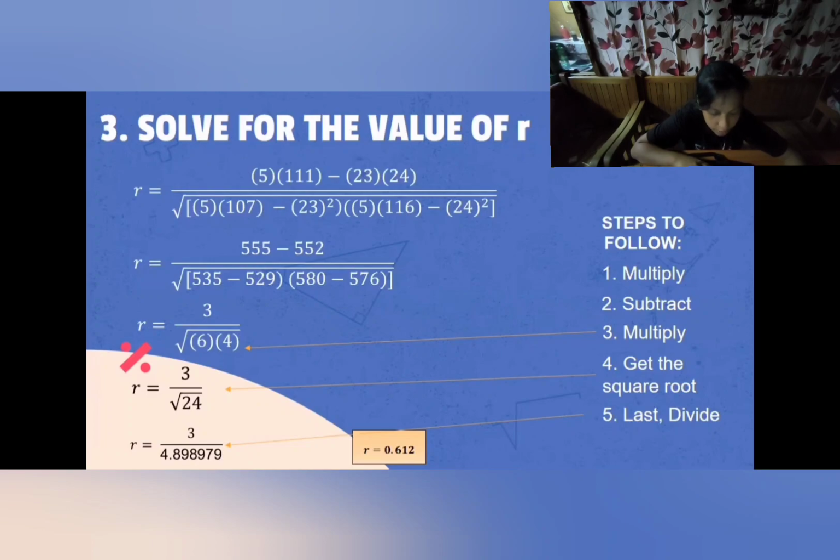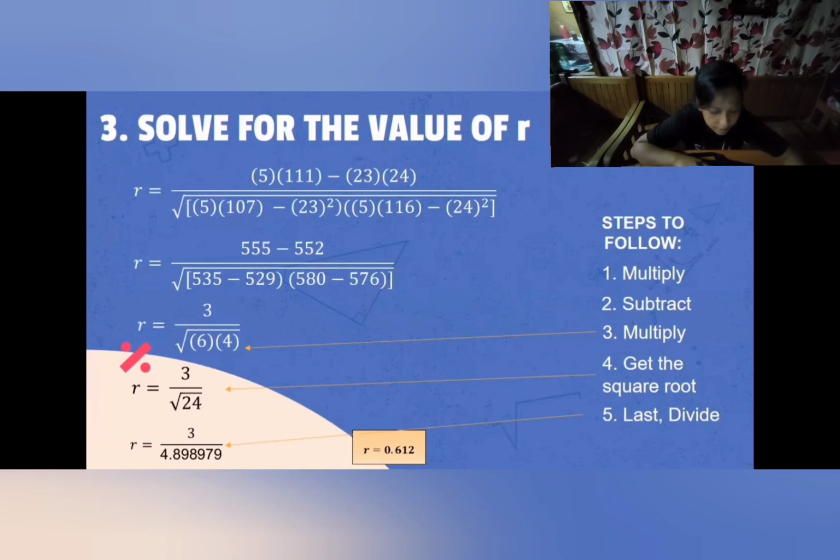Second step, you subtract: 555 minus 552, 535 minus 529, 580 minus 576, and the answers are like this. 555 minus 552, that is 3. 535 minus 529, that's 6. 580 minus 576, that's 4.